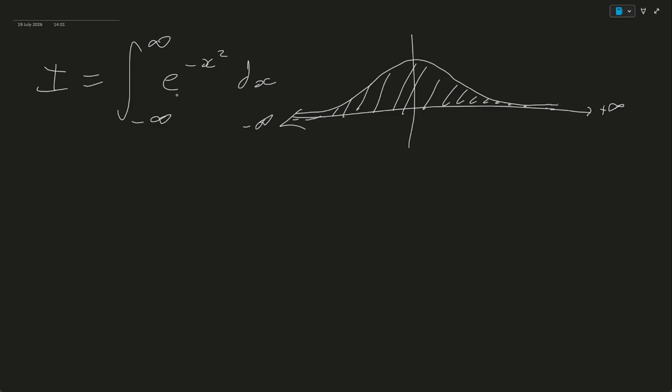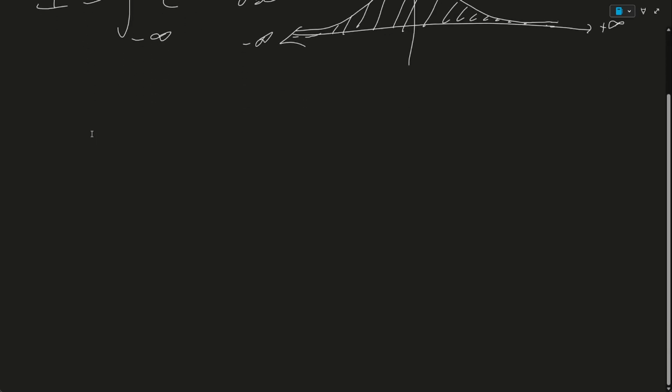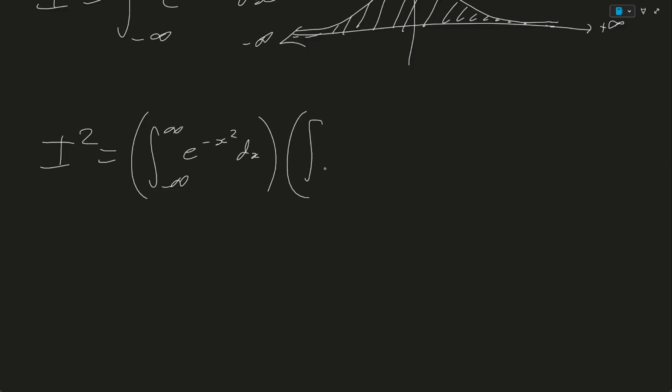Now this has no elementary antiderivative in terms of any functions that we have, so we've got to use a trick, and the whole trick revolves around working with I squared. So what is I squared? Well, it's going to be two of that. That's the integral from minus infinity to infinity of e to the minus x squared dx times itself, the integral from minus infinity to infinity of e to the minus x squared dx again.